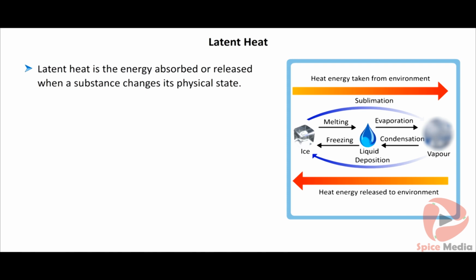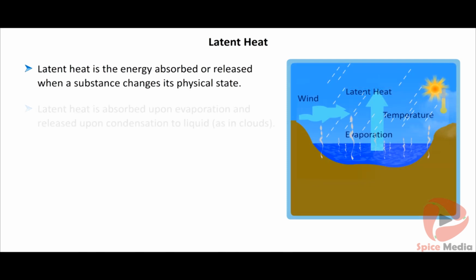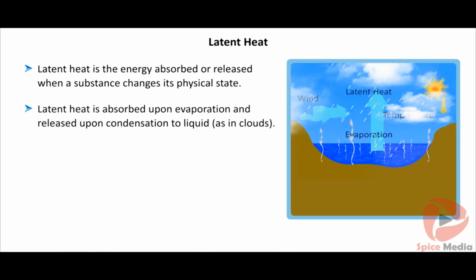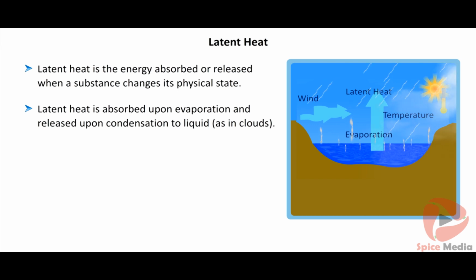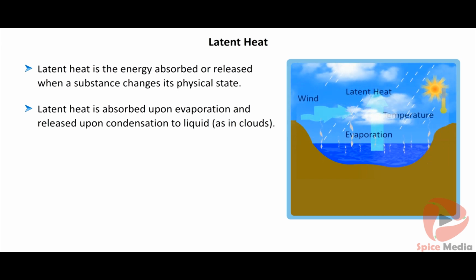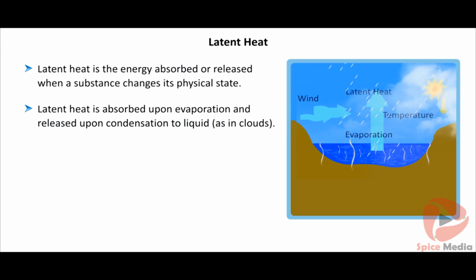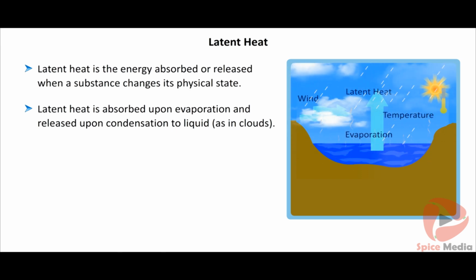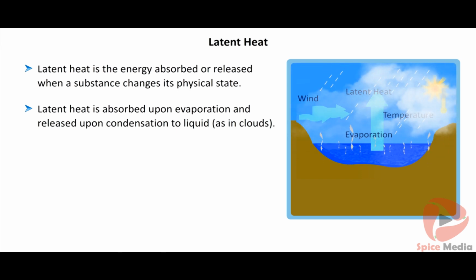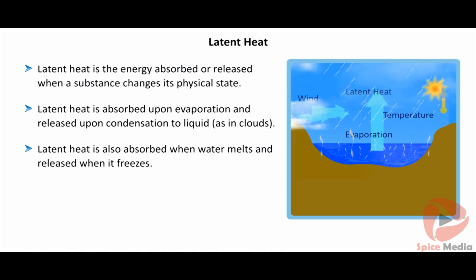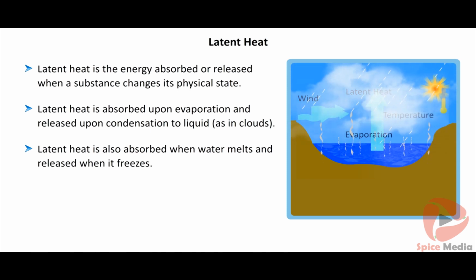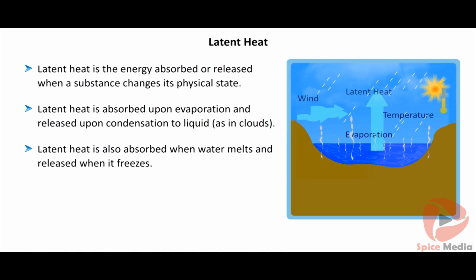Each substance has a characteristic latent heat of fusion, latent heat of vaporization, latent heat of condensation, and latent heat of sublimation. Latent heat is absorbed upon evaporation and released upon condensation. Condensation is the reverse of vaporization, for example, clouds changing to rain. Latent heat is absorbed when water melts and latent heat is released when it freezes.